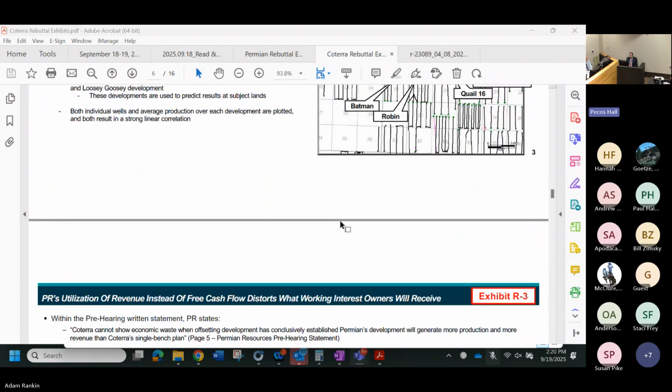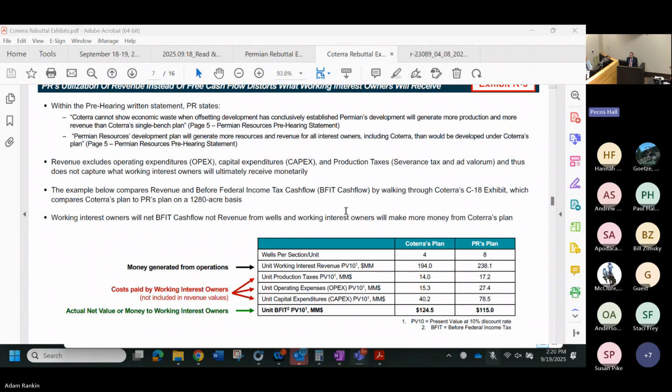On R3, did you hear Permian Resources' engineer witness testify that in his economic analysis, he included all cash flows, and that every line item you included here was part of his economic analysis? I did, but this slide refers to the pre-hearing statement. Okay.